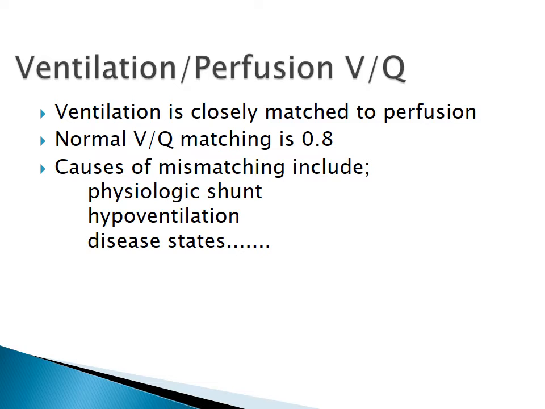What we want is more perfusion going through the lung tissue than ventilation. That's a good thing. That's normal. When that percentage or that number becomes smaller, there's a reason why. It could be shunt, it could be hypoventilation, it could be different disease states. We'll talk about those.